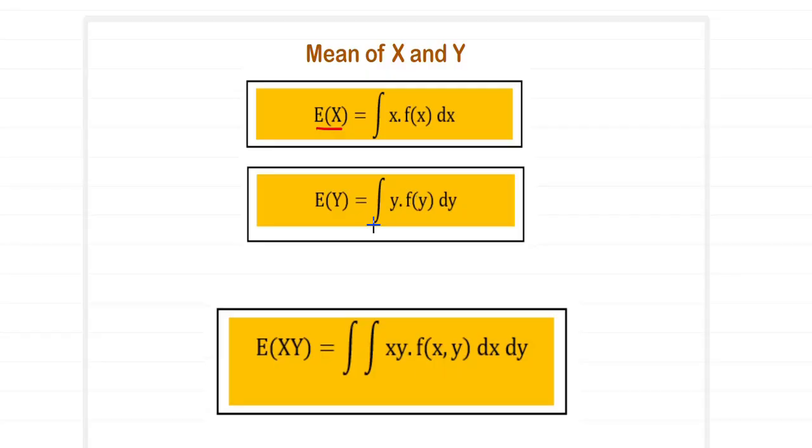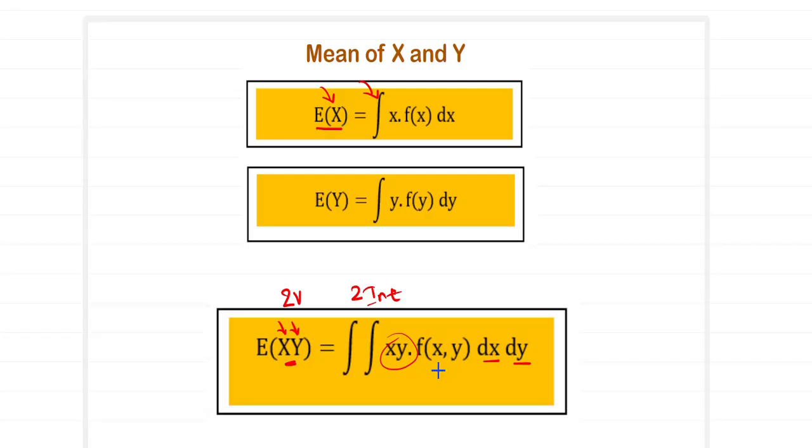Now, when I want the mean of the product of the two variables, that is e of xy, there are going to be two variables involved. Therefore, you need two integrations. You always have to keep it in mind: when the input has one variable, one integration is sufficient, but when you have two variables as input, we need two integrations, one with respect to x and the other with respect to y. So for e of xy, we use a double integral.